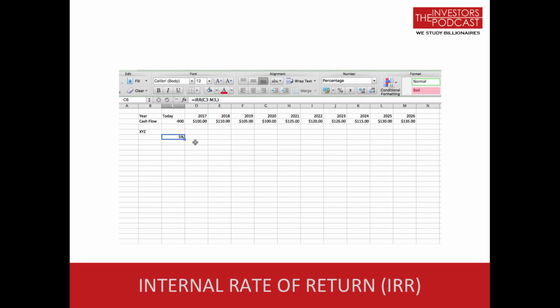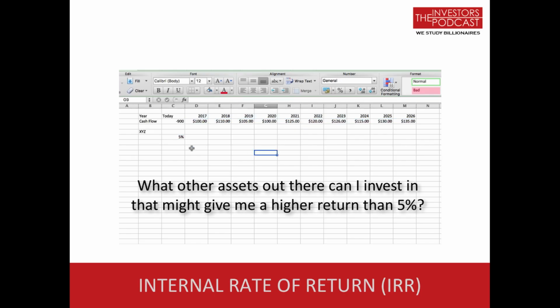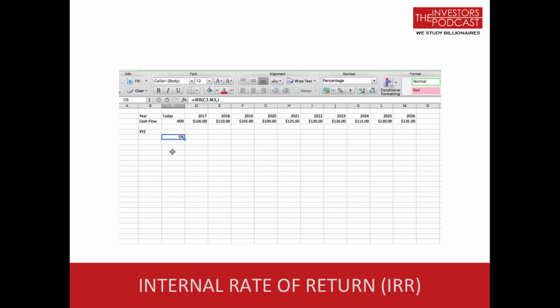So now, if that is how you understand your ownership of buying this business for that price and getting potentially that return, if this comes true, what you need to ask yourself next is, what other assets out there can I invest in that might give me a higher return than 5%? So let's say that you go to a 10-year treasury. Today, in the summer of 2017, the 10-year treasury is at about 2.2 or 2.3% return, which is lower than this 5% return that you would expect to get from this company, assuming this comes true.